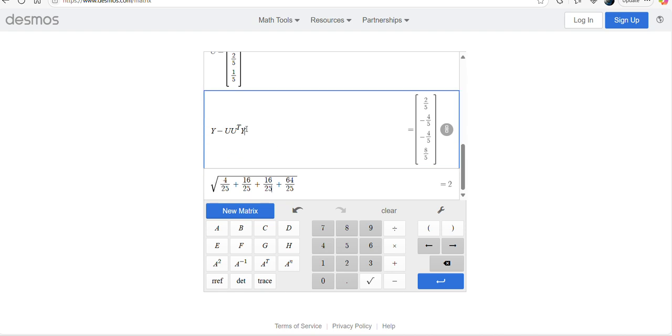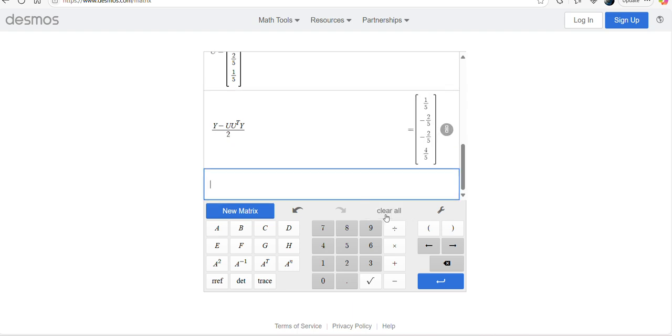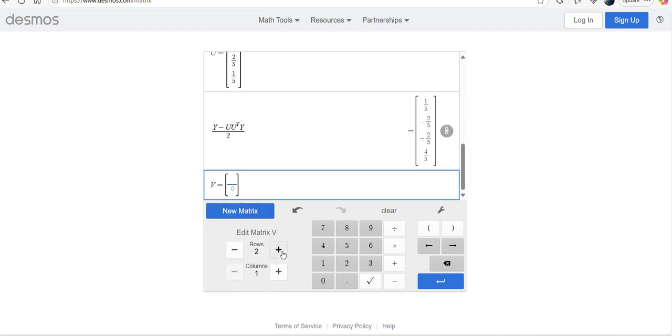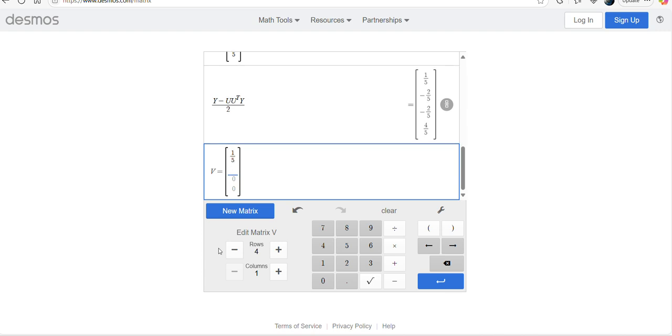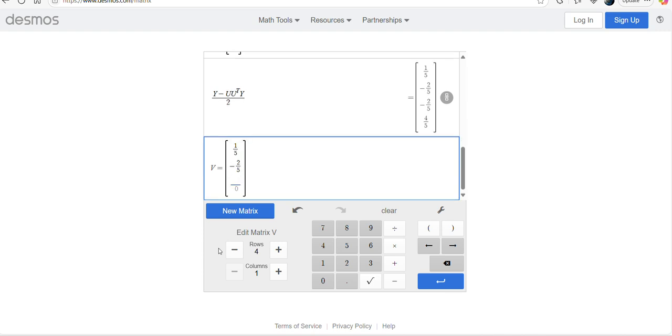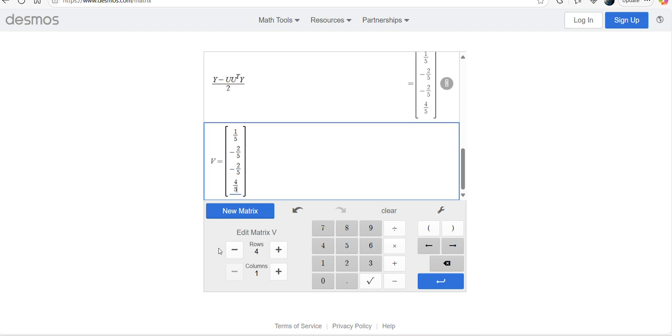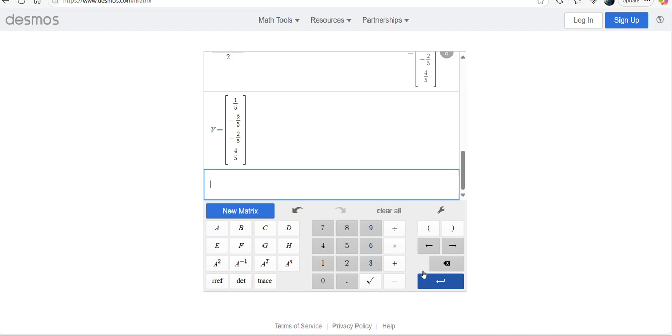Basically we're dividing this difference by 2. That's our U2, the second unit vector of our basis. Let's label this V. So U, V, W. New matrix: 1/5, -2/5, -2/5, and 4/5. Fantastic. Now we have our U2.